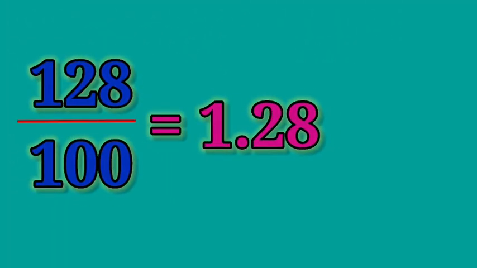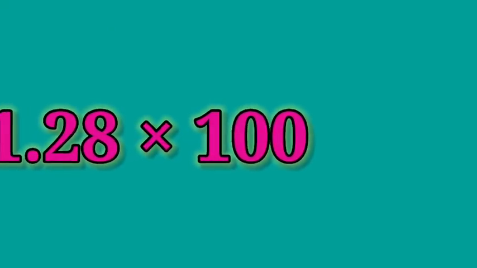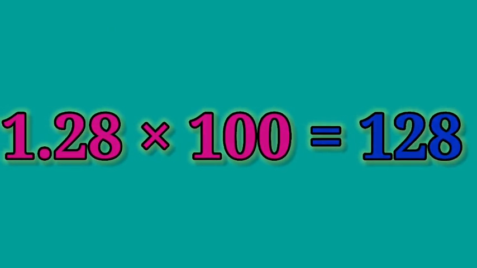When we divide 128 by 100, we get 1.28. There we can see that the decimal point comes before two digits. On the other hand, when we multiply 1.28 by 100, we get 128, and there we can see the decimal point is cancelled.